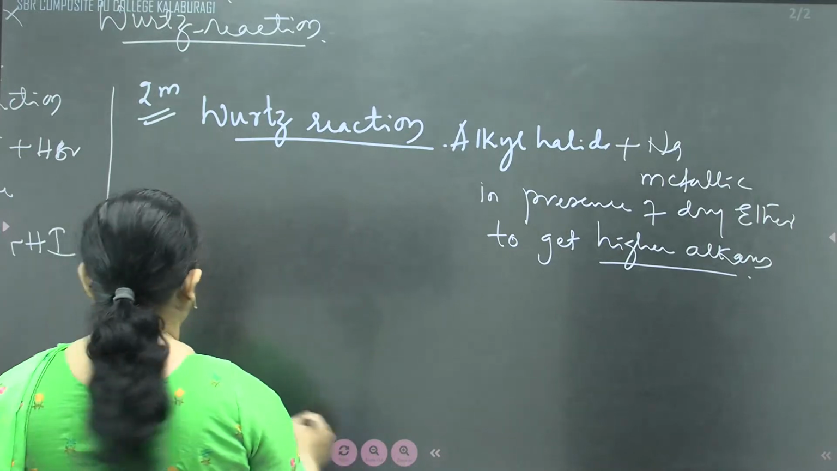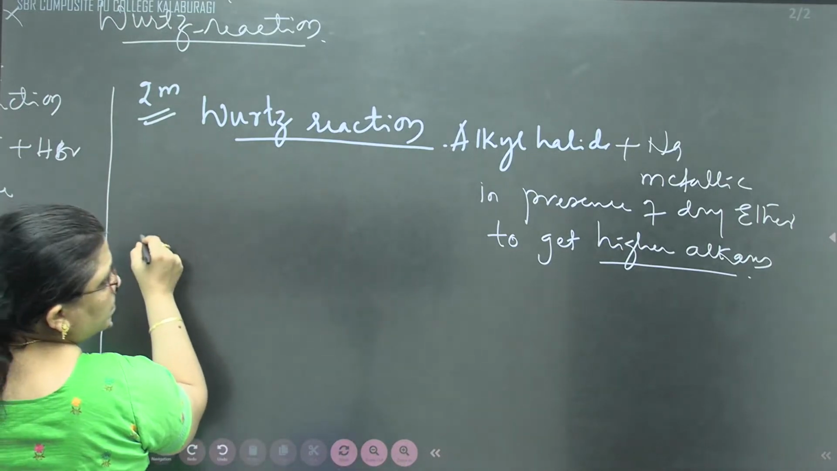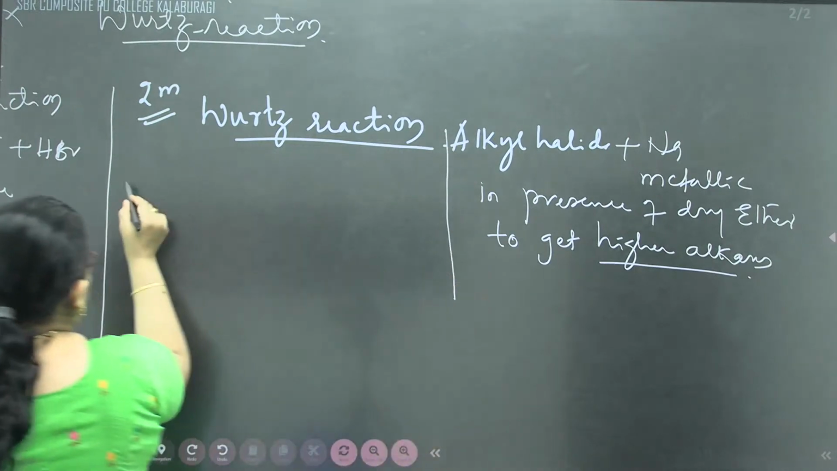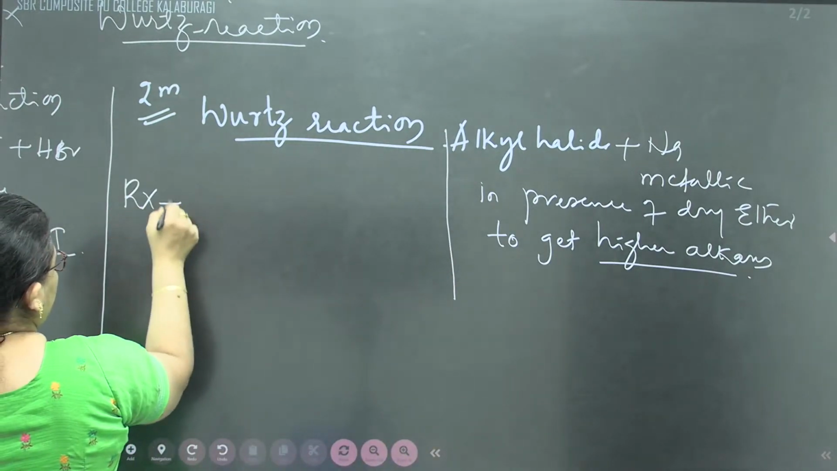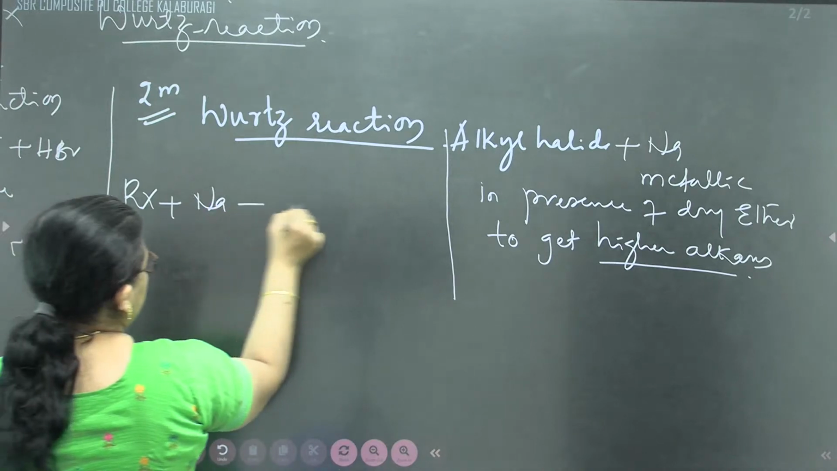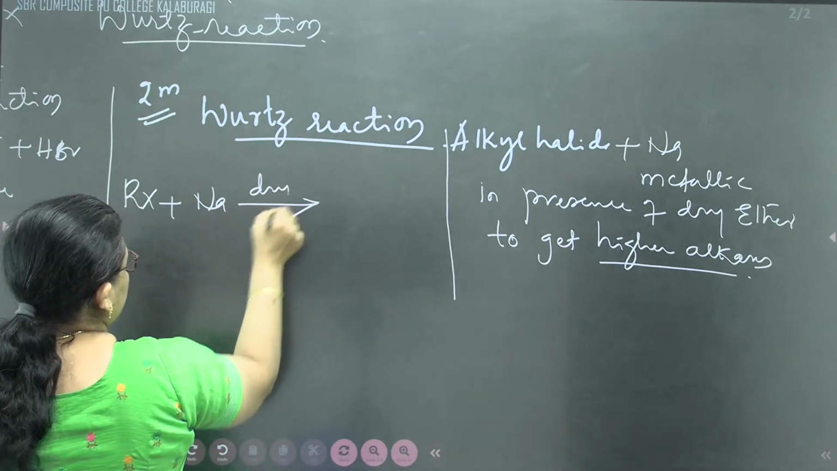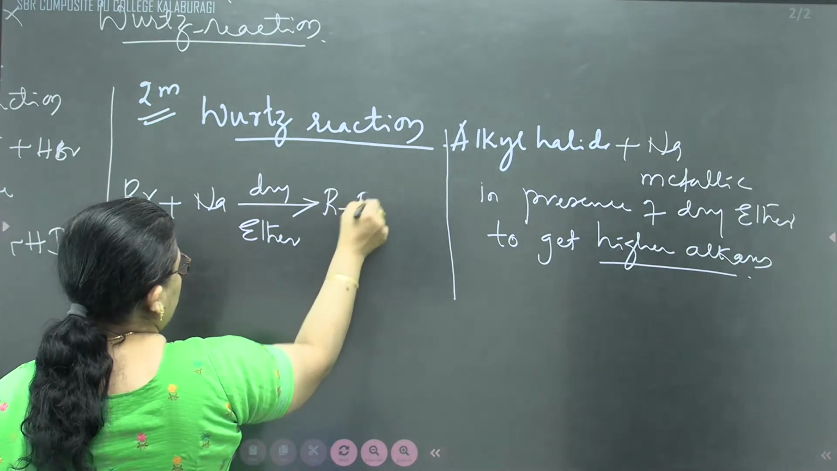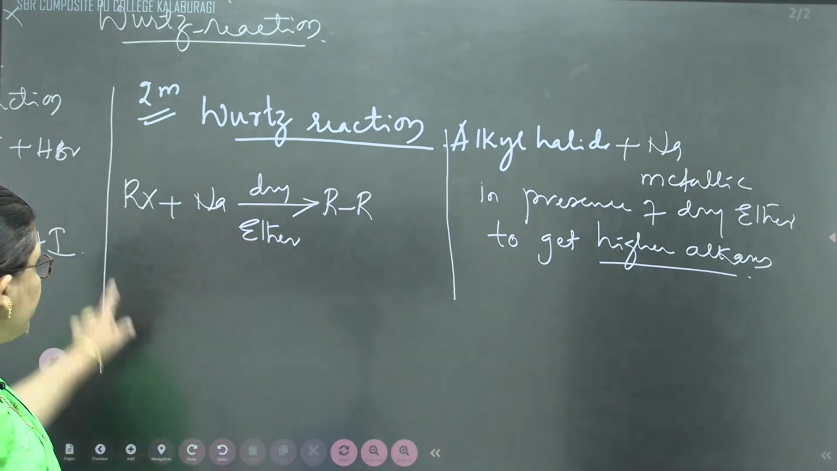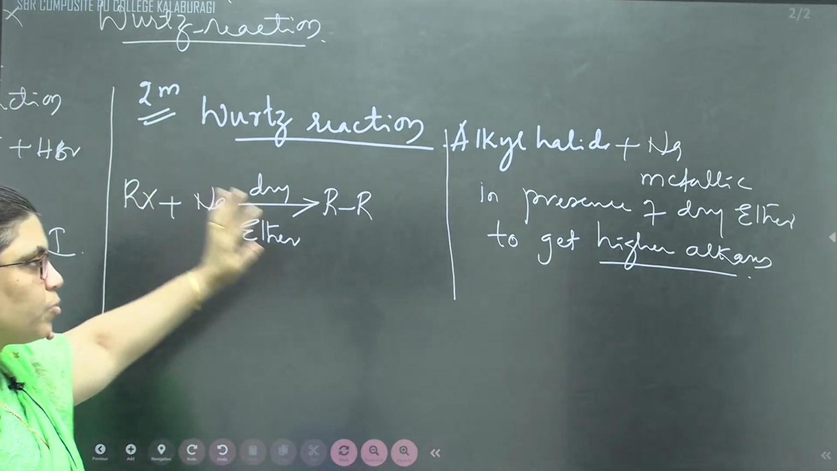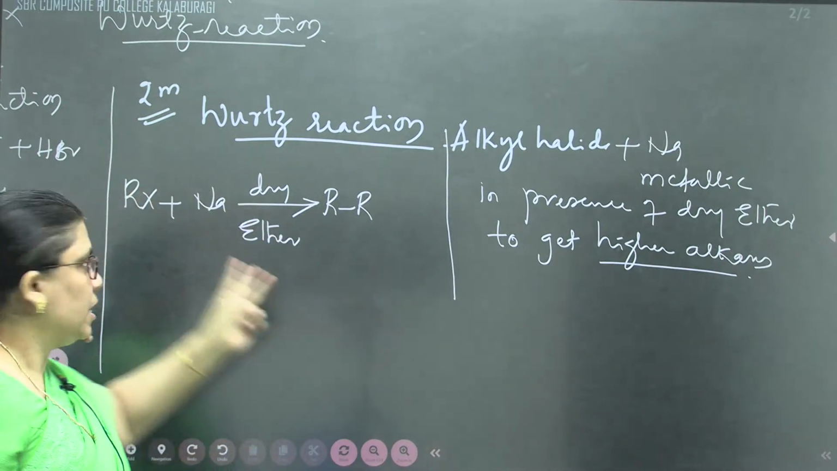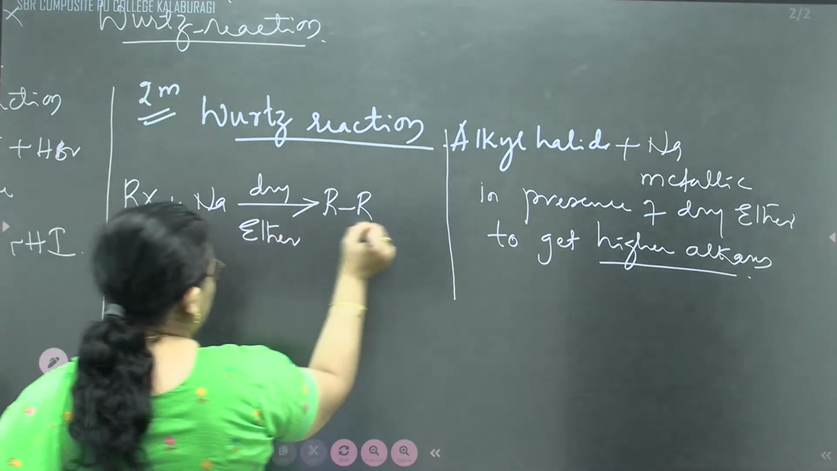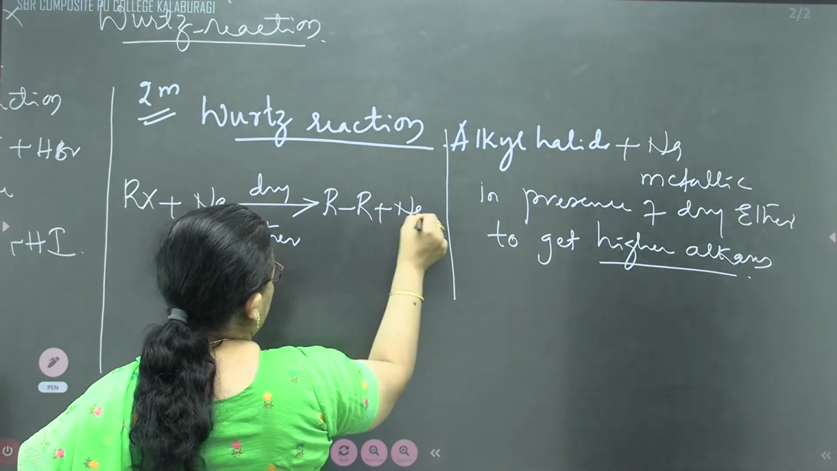If I take RX with sodium in dry ether, it will produce R-R. If this R contains 1 carbon atom, the product will contain 2 carbon atoms. If this contains 2, the product will have 4. So here R-R plus NaX.